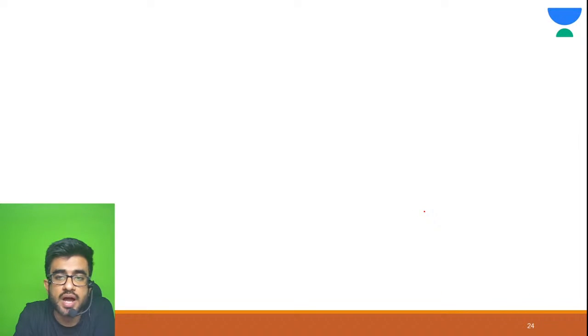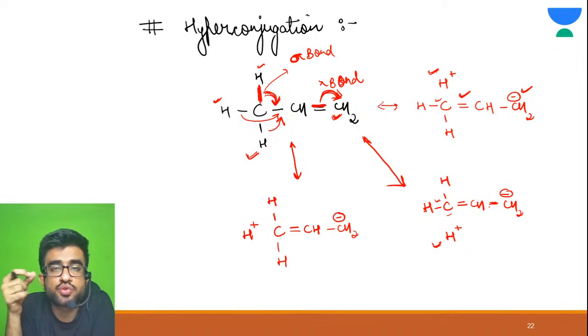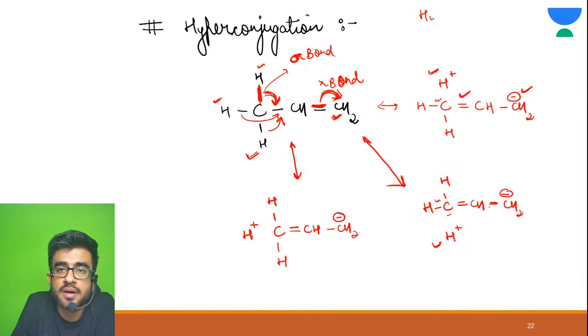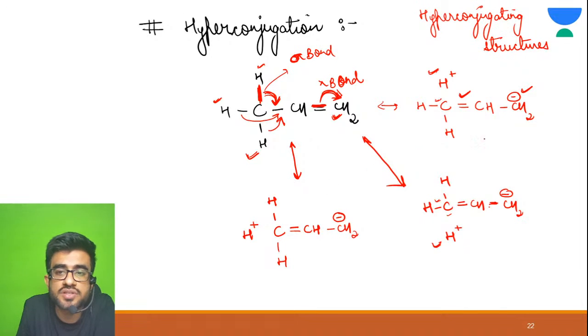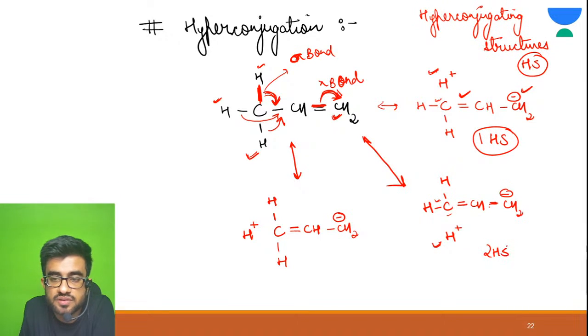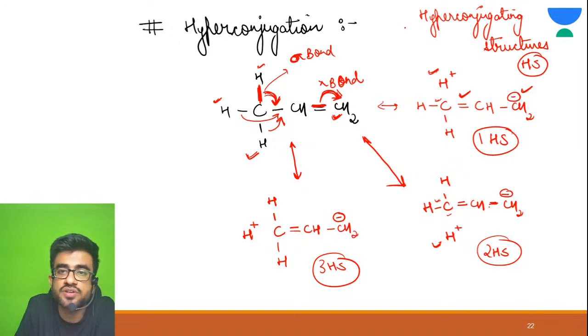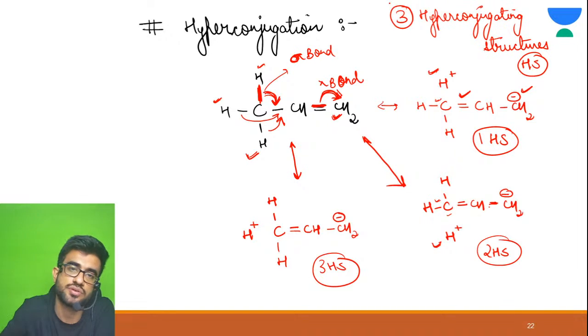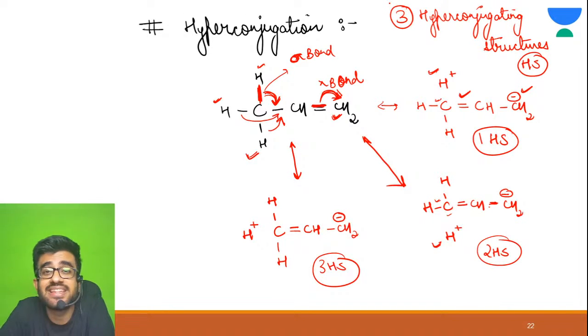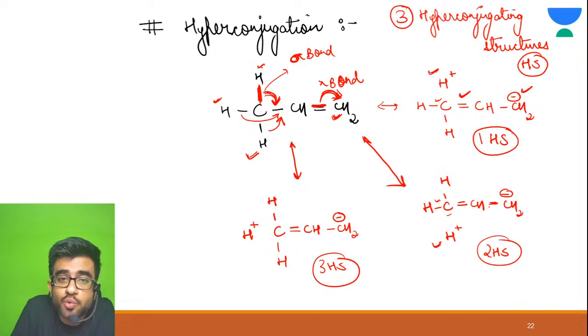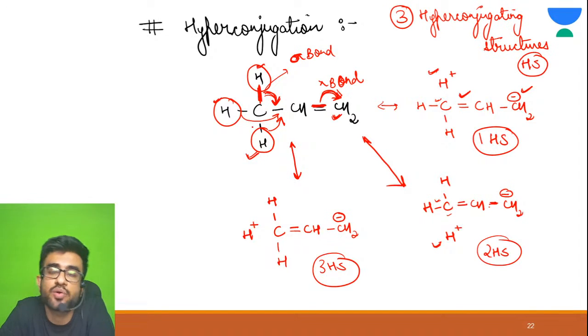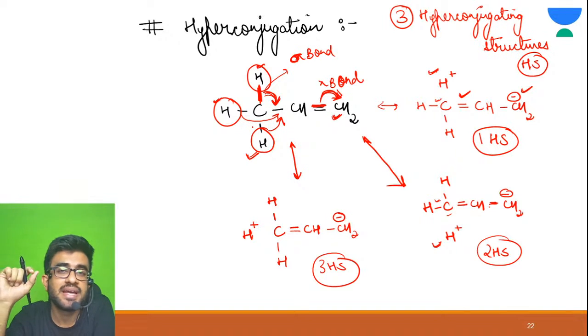All right, so in resonance we used to call them resonating structures. In this we will call them hyperconjugating structures. How many structures are there? This is your first HS, this is your second HS, this is your third HS. So there are 3 hyperconjugating structures. Now you must be wondering why only these 3 hyperconjugating structures. Because only 3 hydrogens were present. That's why only 3 hyperconjugating structures. Alright. Now let me give you some conditions.